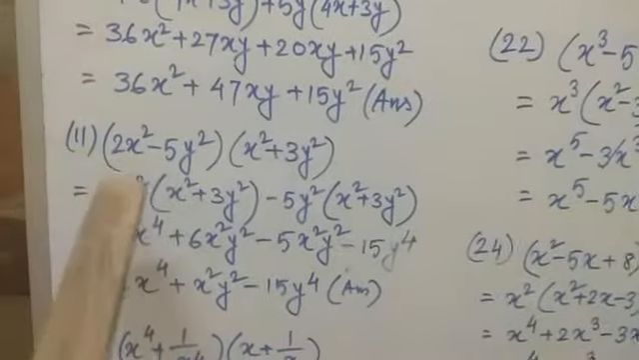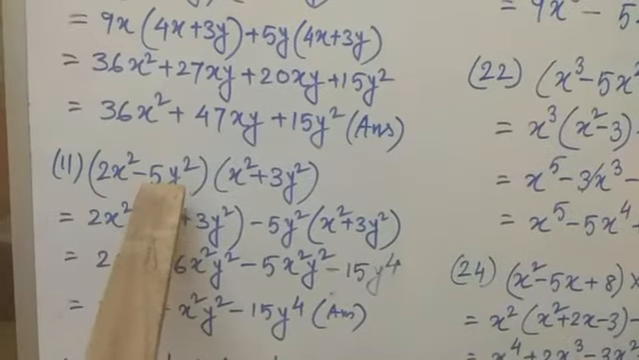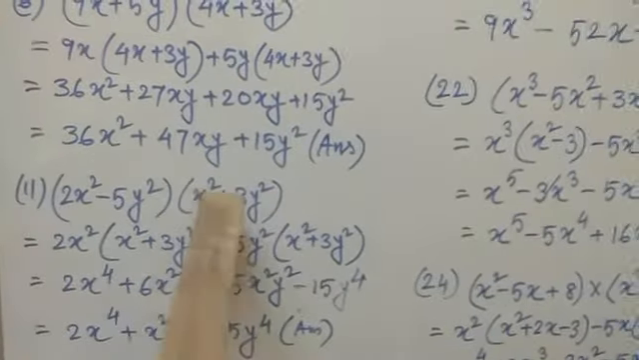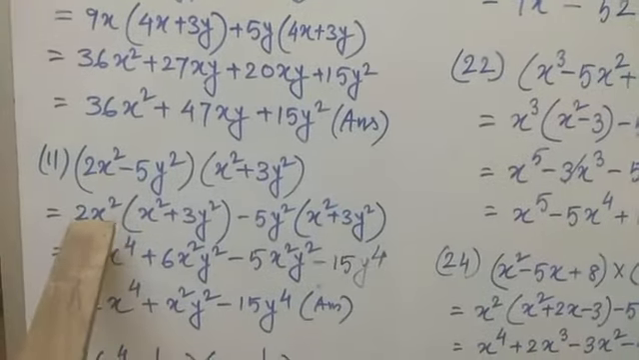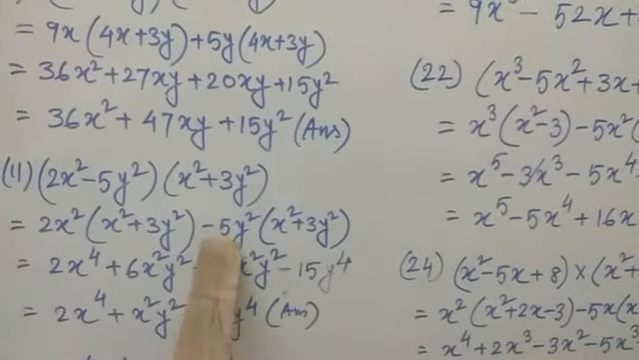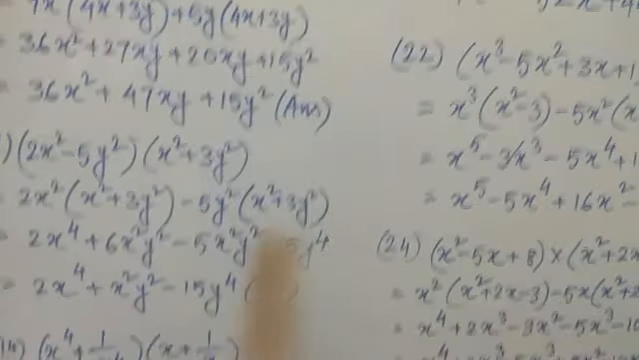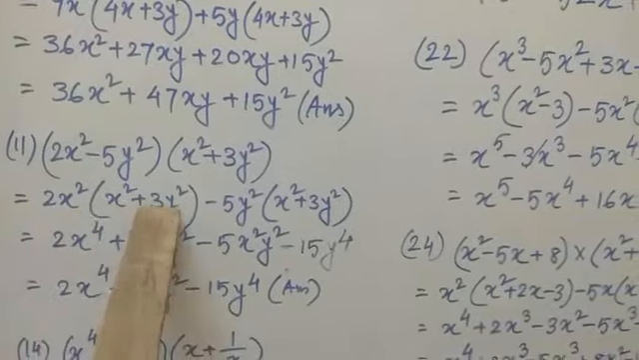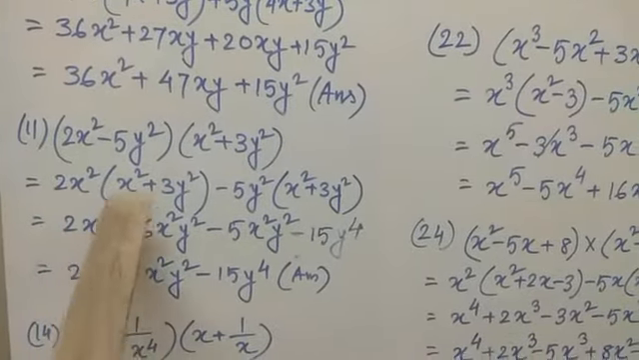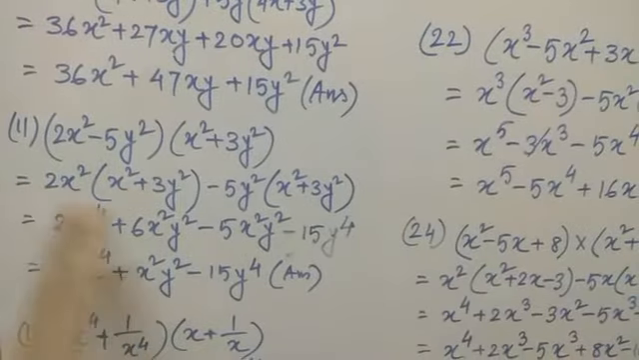Next question number 11. 2x square minus 5y square into 2x square plus 3y square. Multiply these two binomials. So 2x square into x square plus 3y square minus 5y square into x square plus 3y square. So multiply these two terms by 2x square. So 2x to the power 4 plus 2 threes are 6x square y square.